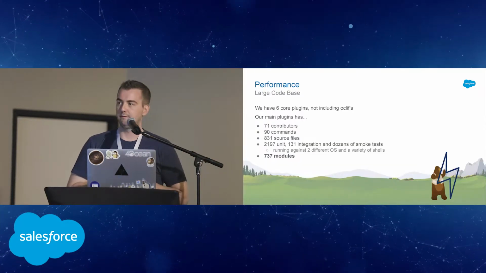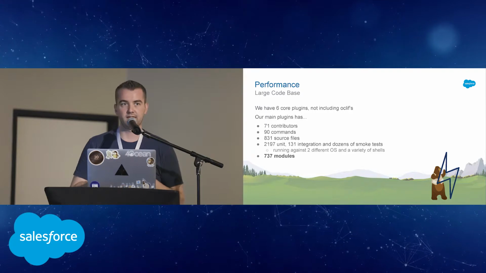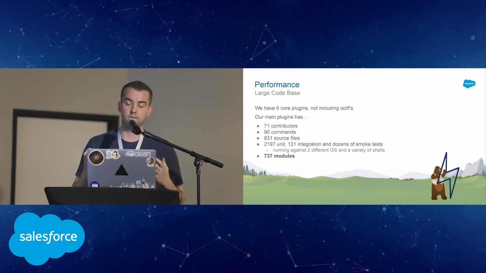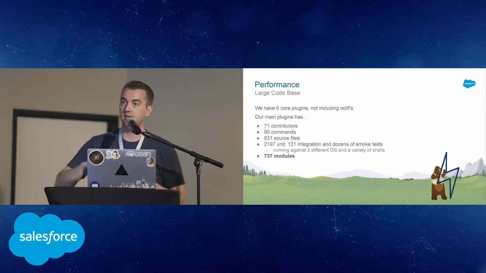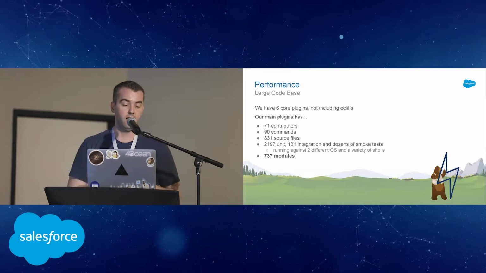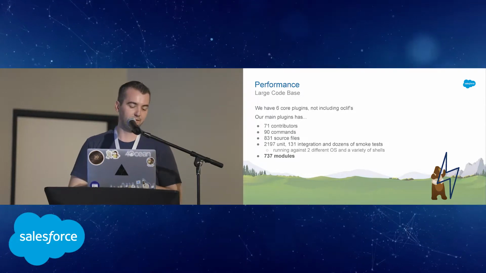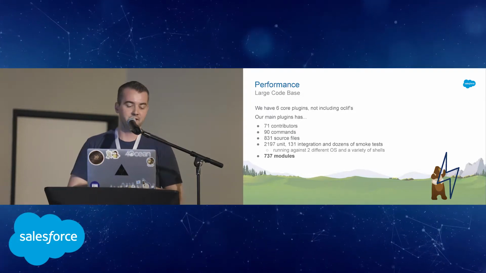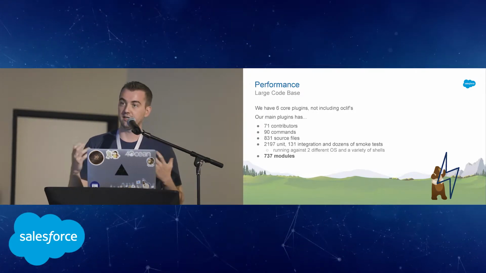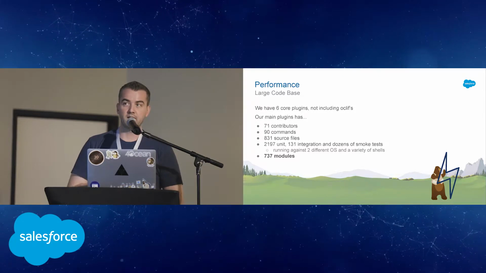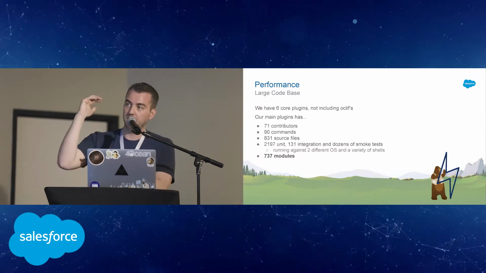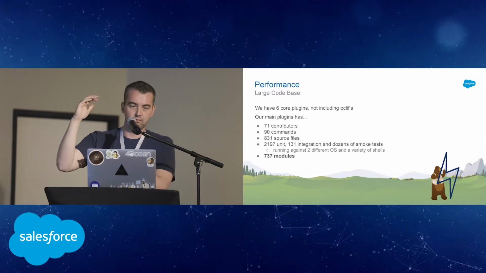So a little bit about performance. Again, we've been developing this thing for a few years, so our code bases are actually pretty big. We have 6 core plugins, not including anything with oclif that is shipped with the CLI. Our main plugin has over 70 contributors. I guess 90 commands was about right, but that's just in the one plugin. Over 800 source files, a few thousand tests, including integration and smoke. And then we bring in over 700 modules, NPM modules, and that's just at the top node module level.